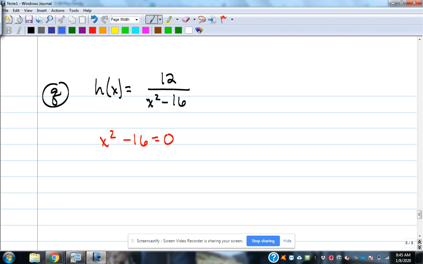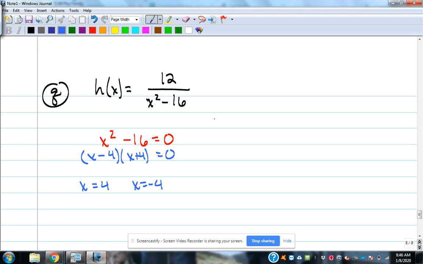How can we solve that? What ways? Difference of squares, factoring would be a good way. What other way could we do it? Square roots would work as well. So either way, doesn't matter on this one. I like the difference of squares because I like factoring. So x would be 4 and negative 4. So we got two numbers that we're excluding for this one, because there were two answers that made the denominator equal 0.